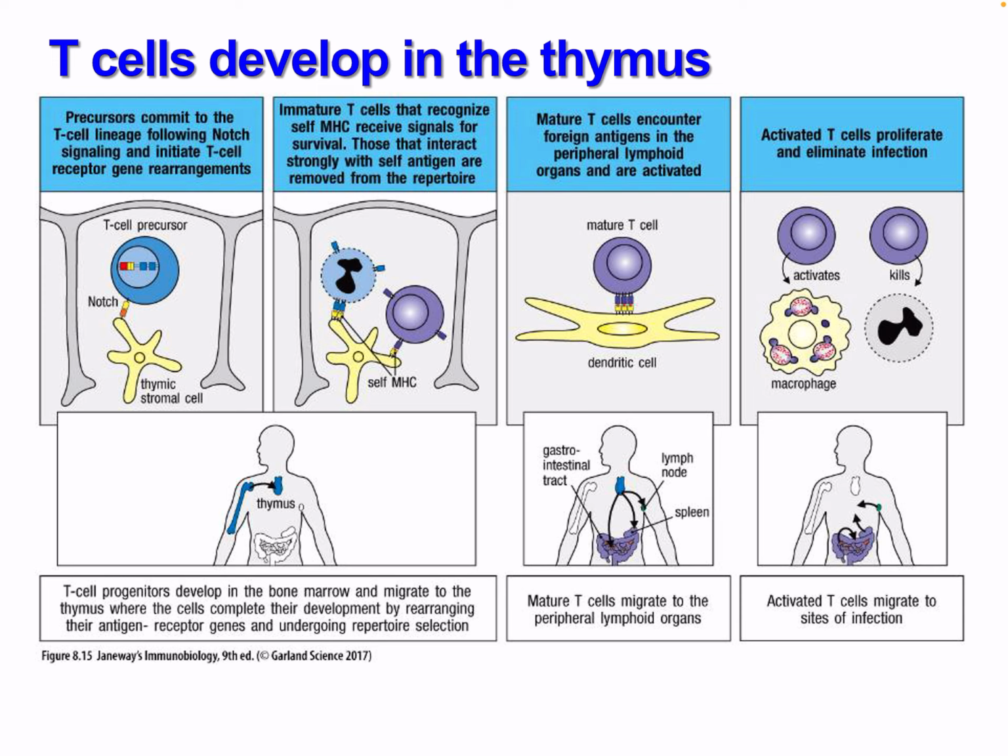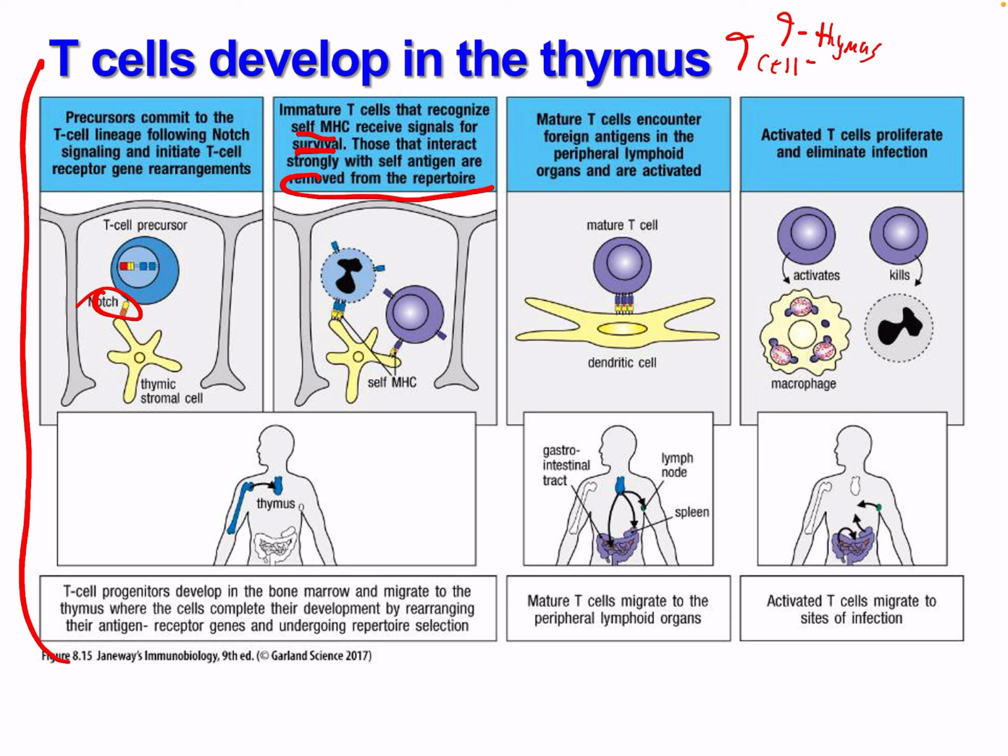So T cells develop in the thymus, which we know: T cell, T for thymus. So this is kind of our overview here. We'll get into more detail, but I'll just go through quickly. T cell precursors commit to the T cell lineage following Notch signaling and initiate T cell receptor gene rearrangements. So here's our Notch signaling. Immature T cells that recognize self-MHC receive signals for survival, and those that interact strongly with self-antigens are removed, similar to B cells. So again, they bind to self-MHC, not good, and they're killed.